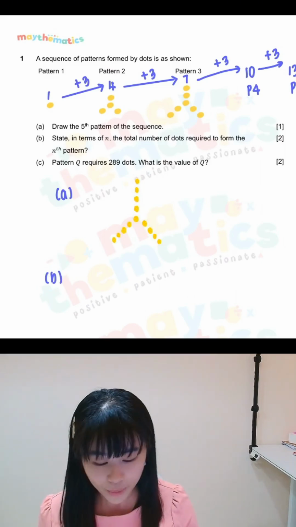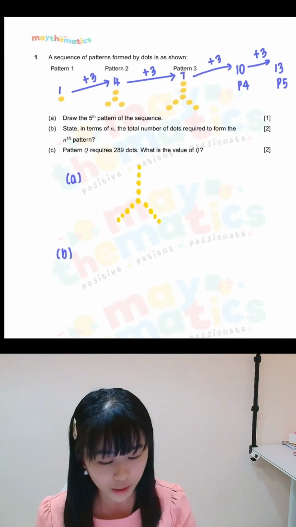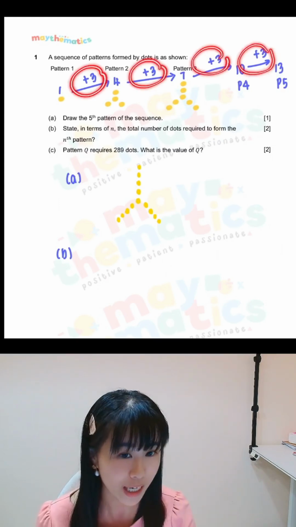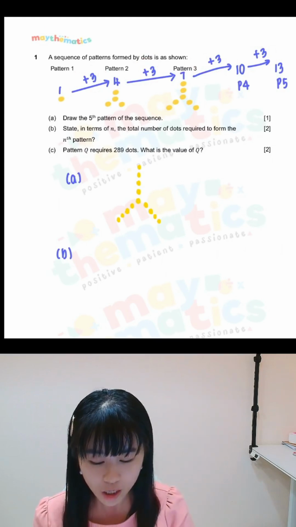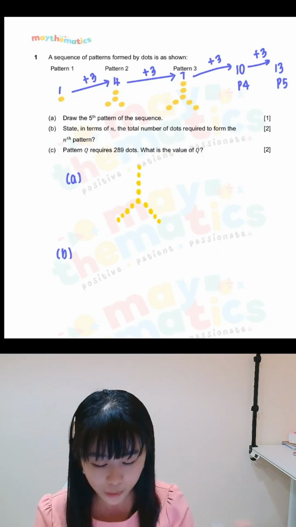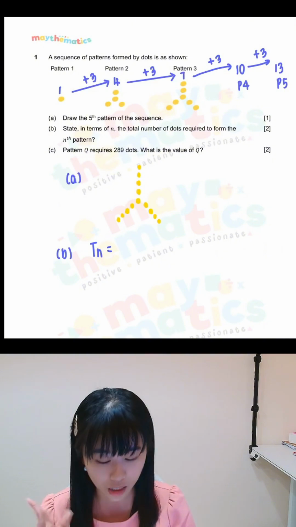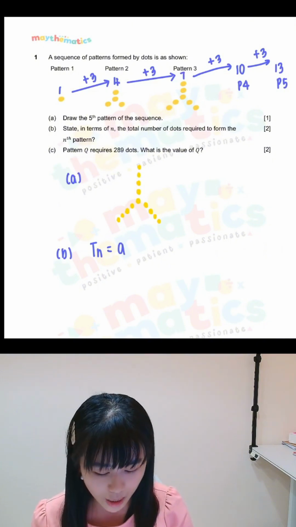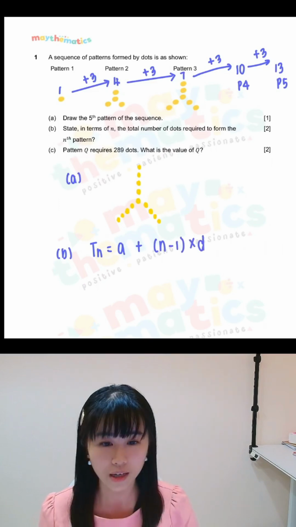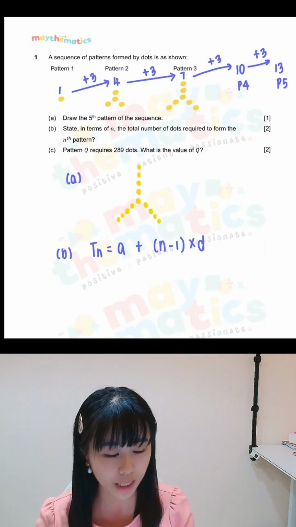So for part B, how do you form the pattern? To form the pattern, this is what we call a common difference pattern, because you always plus 3, plus 3, plus 3, plus 3, right? So for the common difference, let's say Tn, where n is the term number, the formula is always a plus n minus 1 multiplied by your common difference. You can just apply this formula. It will work for all common difference patterns and help you get the answer.